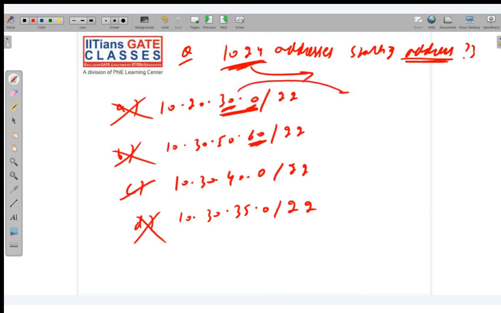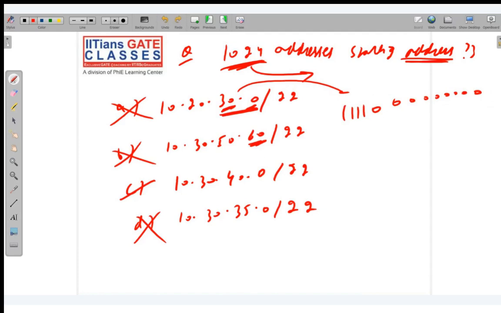See, last octet is zeros. So 1, 2, 3, 4, 5, 6, 7, 8. 30. What is the binary of 30? 1, 2, 3, 4, and this 0. This is 30. So do we have last 10 zeros? All right, sir. Understood now.